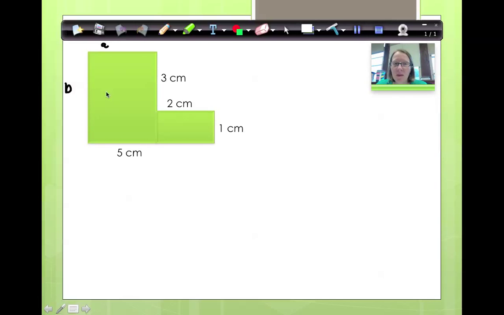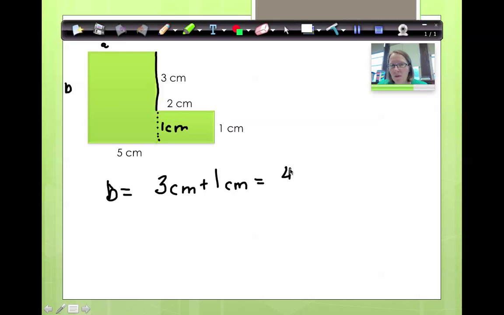Well, if I use my imagination, I know that I can get from here to here and get to 3. Now, if I imagine this rectangle here, we know that the opposite sides are equal with rectangles, right? So then this right here would be 1 centimeter. So to find B, I would have to add this piece and this piece. So B equals 3 centimeters plus 1 centimeter, which is 4 centimeters. Okay, so I can write 4 centimeters here.